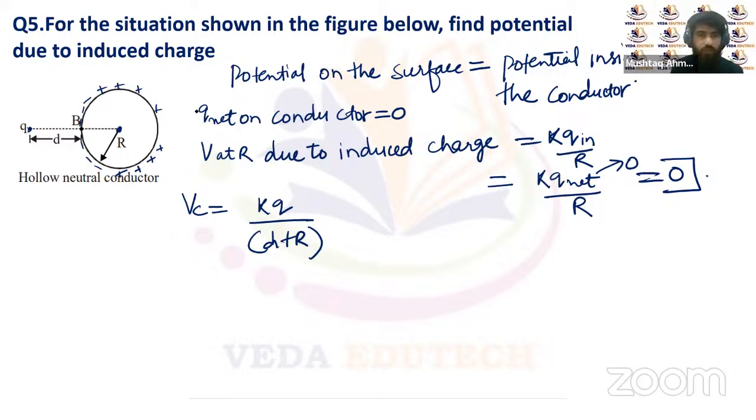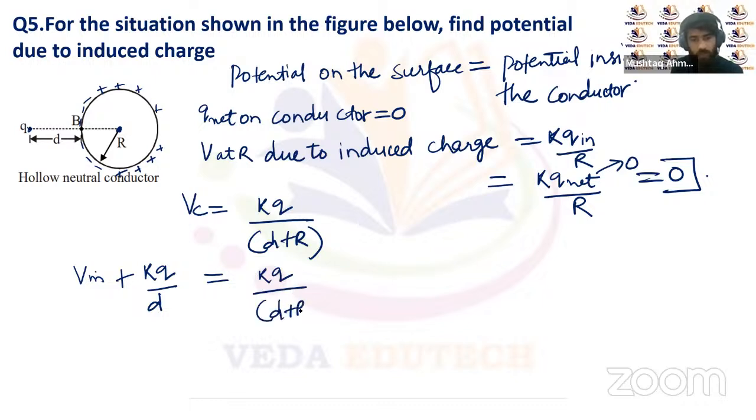So what we can do here, we have to find the potential due to induced charge. Let's suppose there is some potential due to the induced charge on the surface, and there will be potential because of this charge q also. Let's suppose the potential because of this induced charge is V induced, and the potential due to this charge q will be KQ over T. That has to be equal to the potential at the center of the sphere, that will be equal to KQ over T plus R, right?